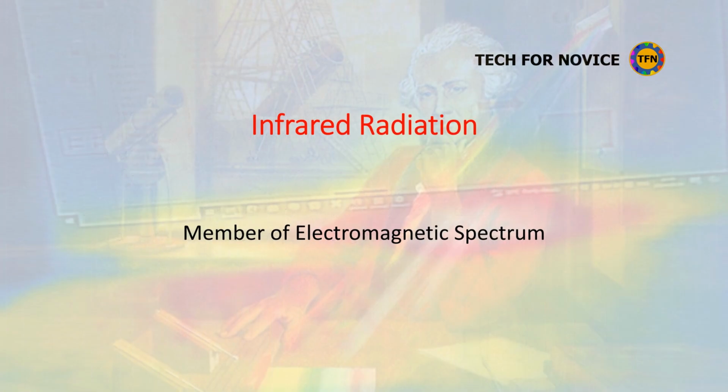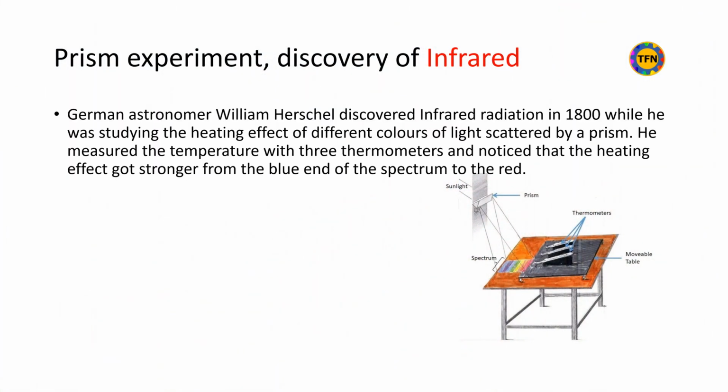Next, what is infrared radiation and how was it discovered? German-born British astronomer Sir William Herschel was experimenting with light in search of optical filters for his telescope to watch the sun without damaging his eyes.